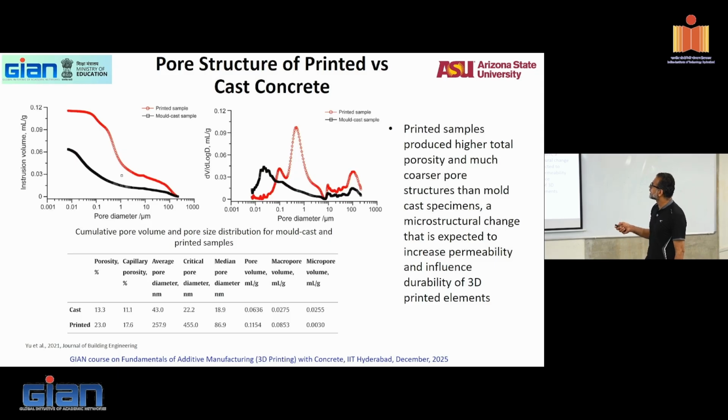Post structure of printed versus cast sample. That's your cast sample porosity in mercury intrusion porosimetry. That is for a printed sample. So you see about double the porosity, but again, these are all questionable. There are differences. Some people will say double, some people say it's fairly similar, depending on what you see. But generally, you know that when you print them, you are likely to get more porosity.